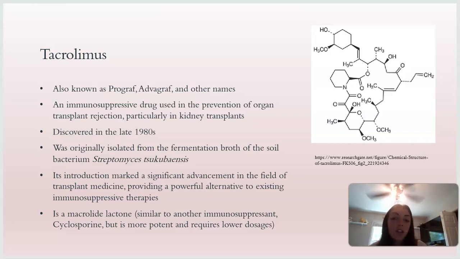It was first discovered in the late 1980s, by isolating it from fermentation broth of soil bacterium. Its introduction marked a significant advancement in the field of transplant medicine because it provided a powerful alternative to existing immunosuppressive therapies. It's a macrolide lactone, which is similar to another immunosuppressant called cyclosporine, but it's more potent and requires lower dosages than that one does.